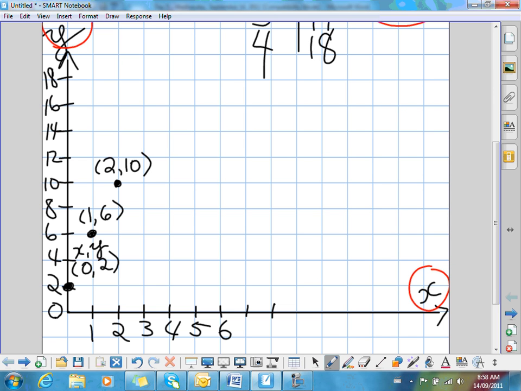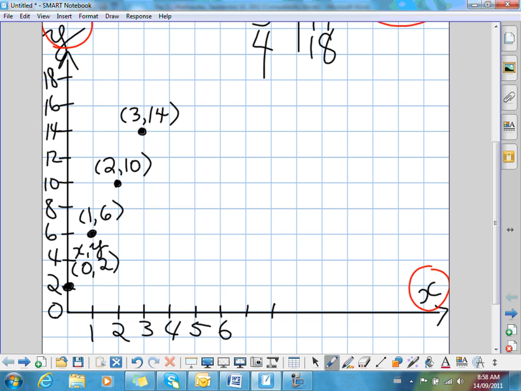Okay, 2, 10. I think that was the one we just did. The next one after that? 3, 14. Yeah, 3, 14. So 3 is your x value, 14 is your y value, so you put it right there. 3, 14.